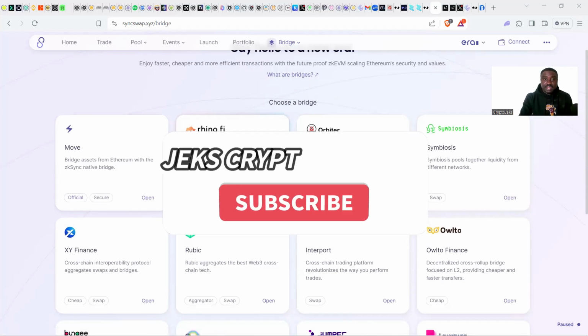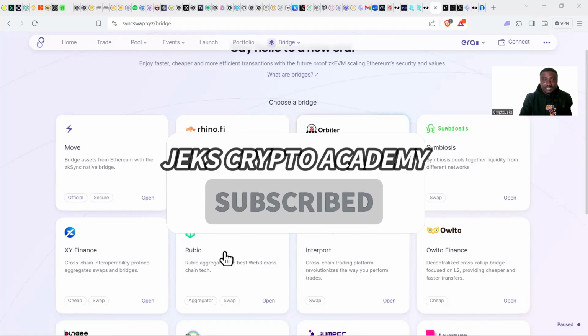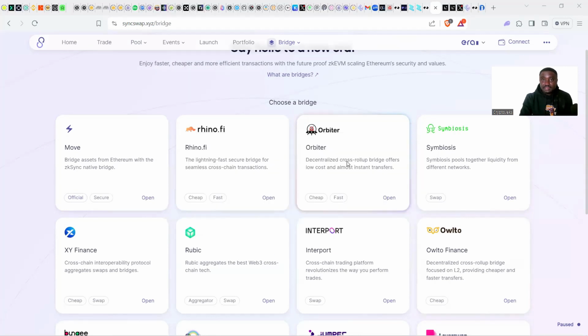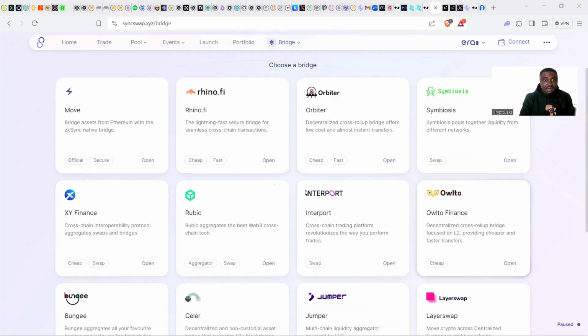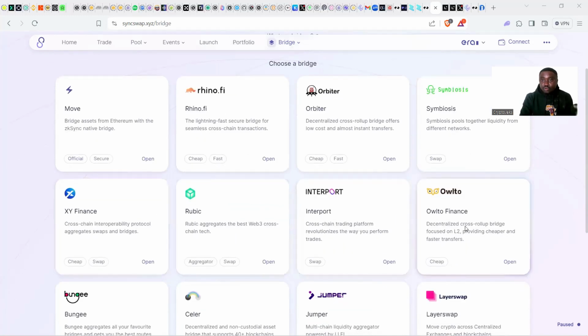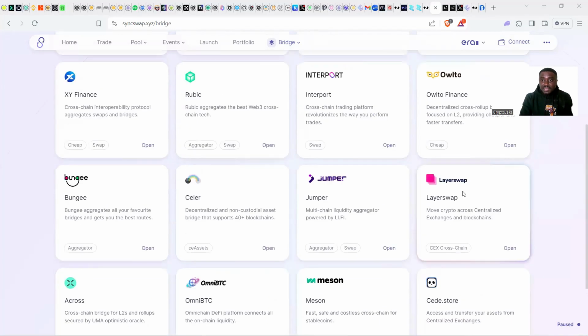You can bridge on Rhino.finance, Orbital.finance. I did a video on Orbital Finance, on how you can earn points simply by bridging on Orbital Finance. Symbiosis is a very great bridge. This is where you can move different coins and tokens from one chain to another. Very, very flexible. XY Finance, Owilto, also very good. So try and interact, even Layerswap as well.